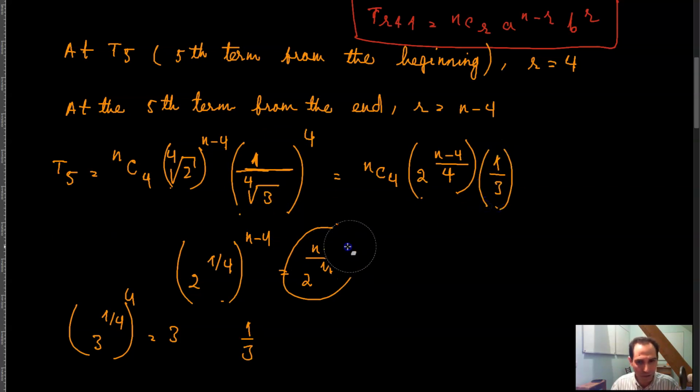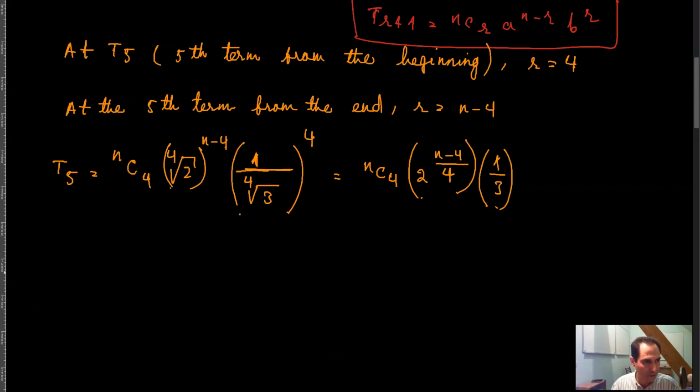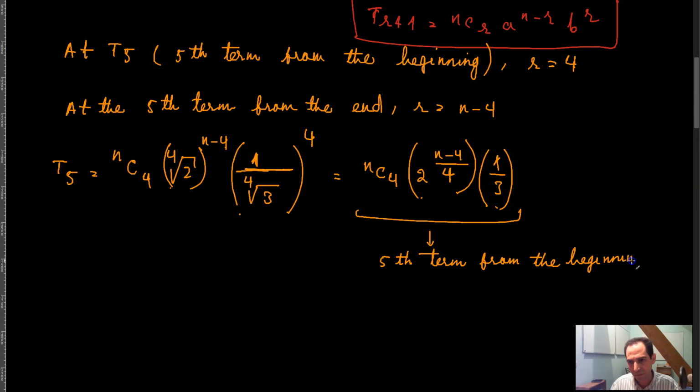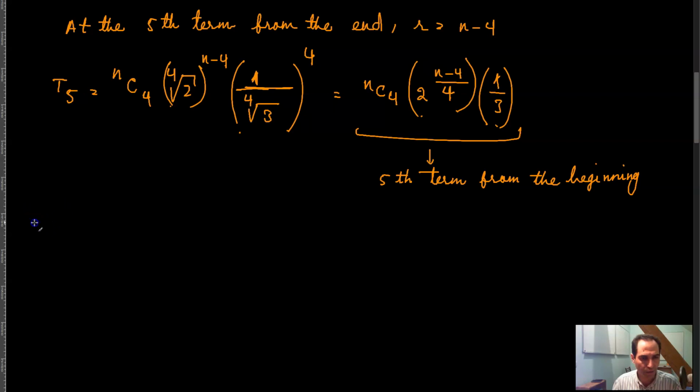So this term is the fifth term from the beginning. Now, to calculate the fifth term from the end, we have n remains the same because the index remains the same, and r is equal to n minus 4.